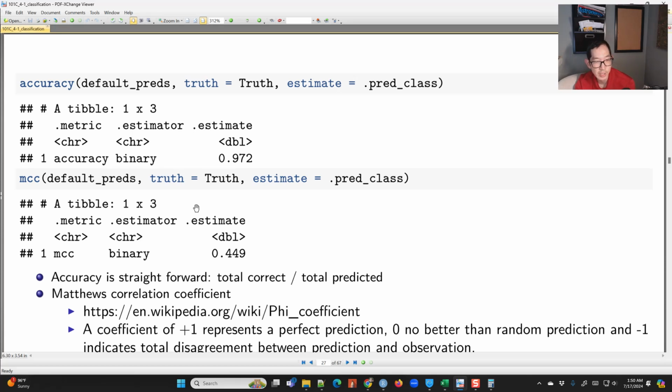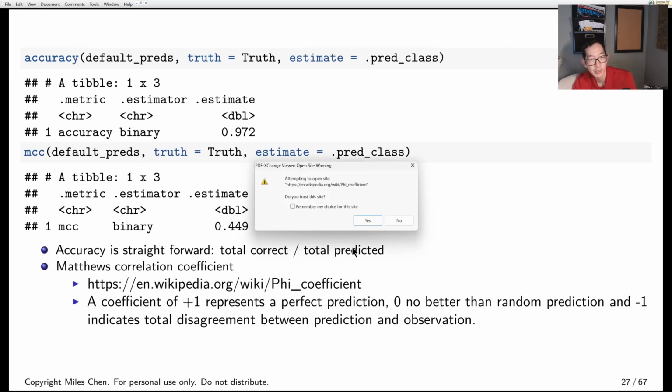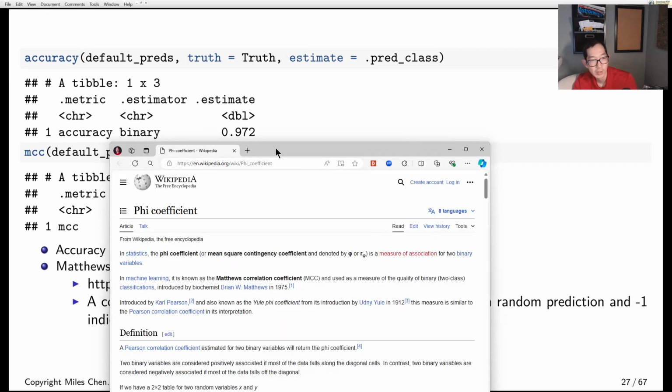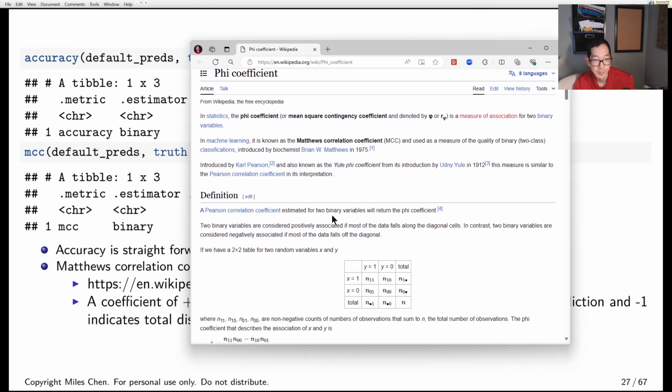So that's just the total correct divided by the total predicted. You just call it accuracy there, okay? Another measure that we can use is the Matthews correlation coefficient, also known as the phi coefficient, and I'll take us to the Wikipedia page on this, okay?